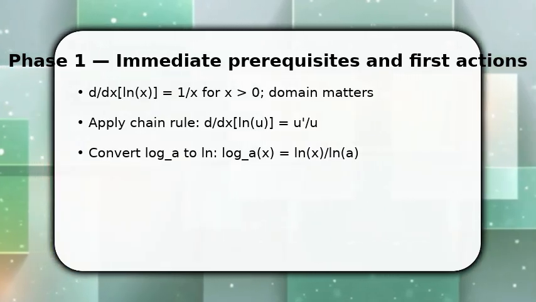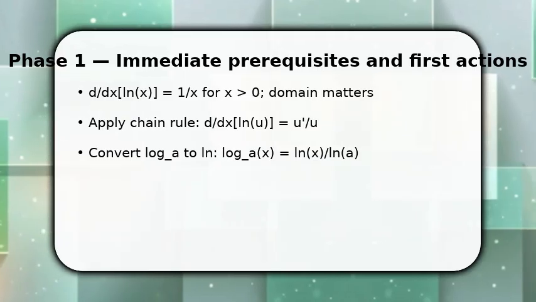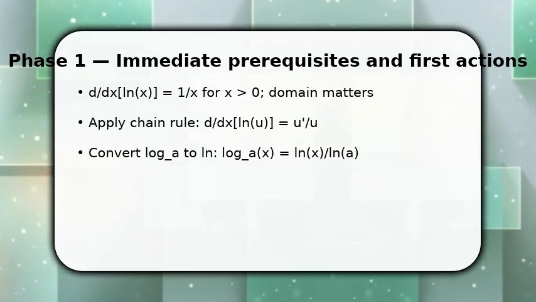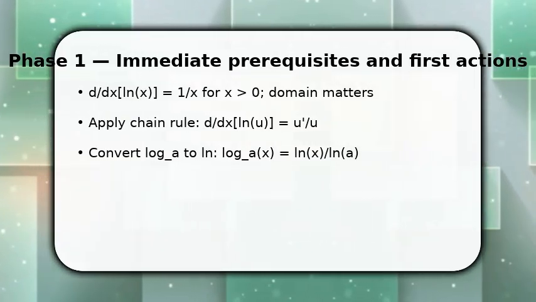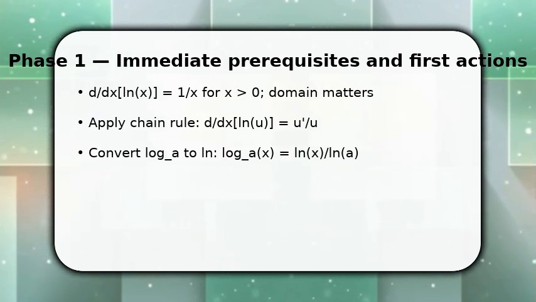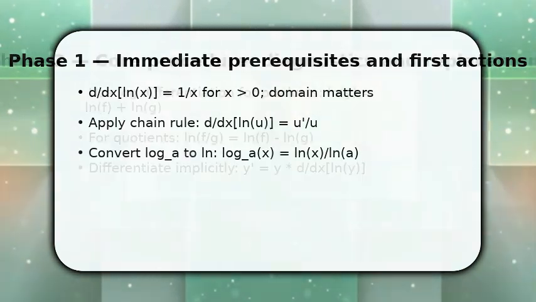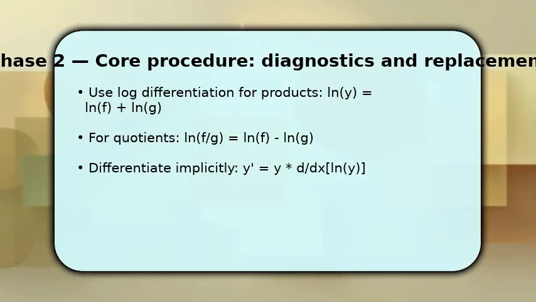As you work, watch the domain. ln requires positive inputs, so restrict steps to x > 0 to avoid invalid moves. Once you have messy products or quotients, take natural logs of both sides to simplify. ln of a product becomes a sum, ln of a quotient becomes a difference.